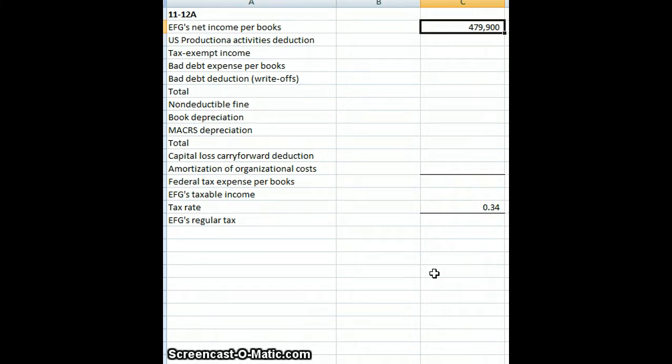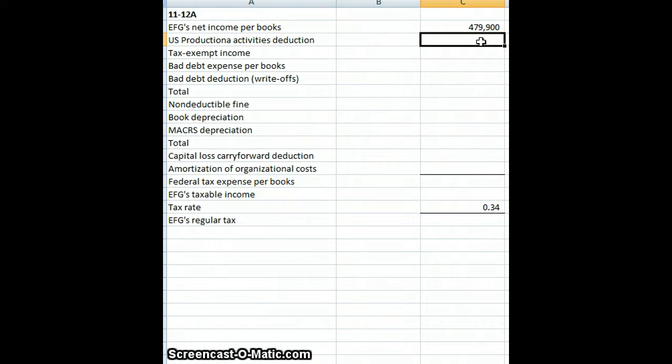The corporation's financial records reveal the following information and give us our list, and then we are to compute EFG's taxable income and regular tax. So we're going to make those adjustments here. So we start off with our $479,900 net income under GAAP. Next, EFG earned $314,800 from a qualified domestic production activity.